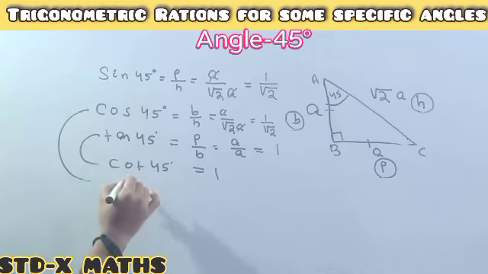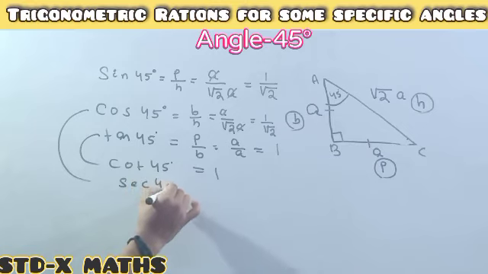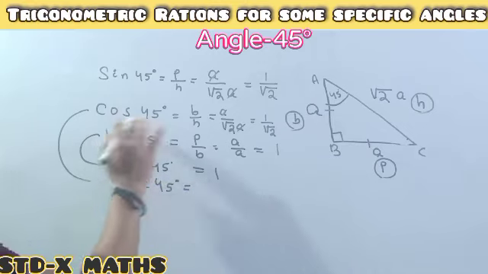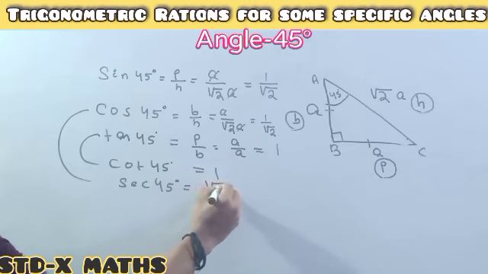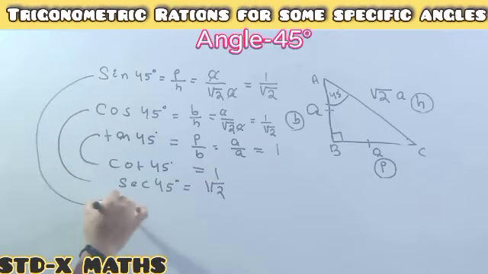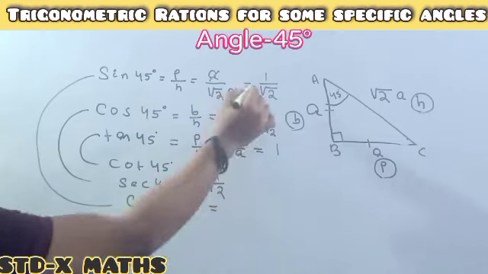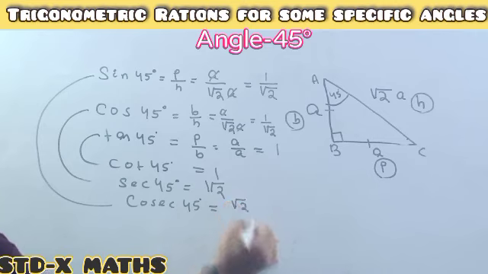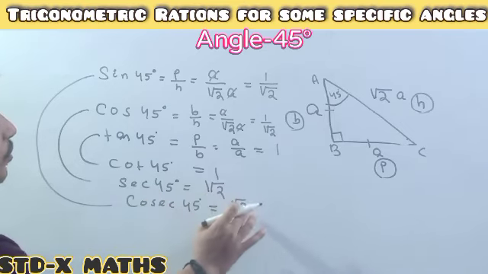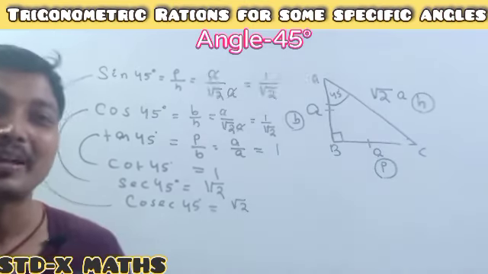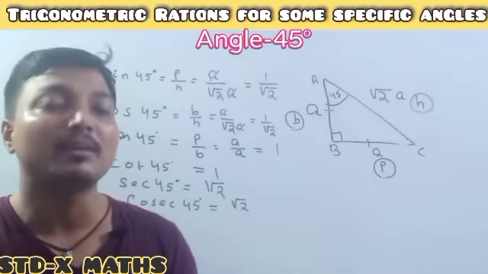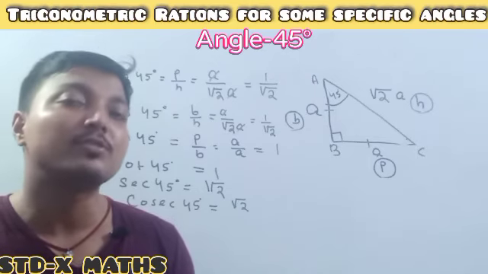And cos 45, its reciprocal will be sec 45 degree, which is, here it is 1 by root 2, its reciprocal will be root 2. And sine, its reciprocal will be cosec 45 degree, which is also 1 by root 2, and the reciprocal is root 2. So under 45 degree, sine and cos are both the same, 1 by root 2. Here sec is root 2, and tan and cot both have the value 1. Understood perfectly?